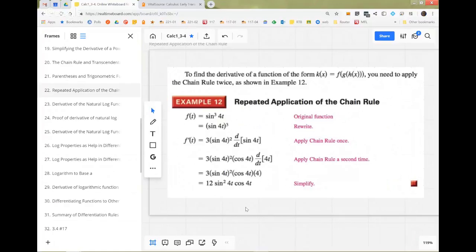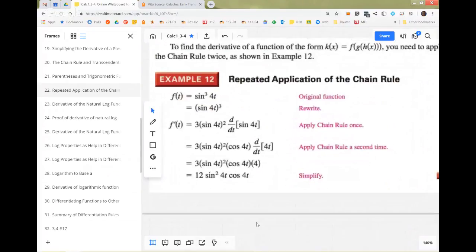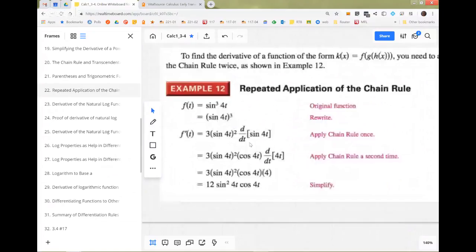So on this one, you've got the sine cubed of 4t, which really means the sine of 4t, cubed. So we start with the power rule, 3 times that quantity to the second power. But then, because of the chain rule, I need to take the derivative of the sine of 4t, which is the cosine of 4t. Oh, and there's another interior function, 4t.